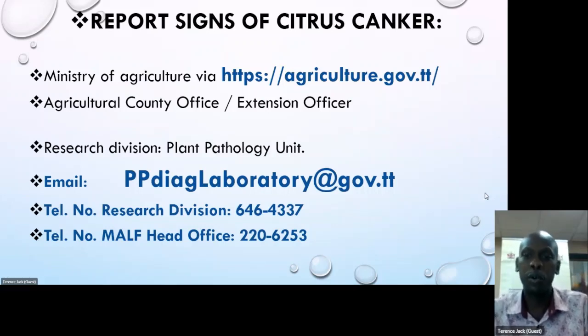You can also call the research division at 646-4337, or the Ministry of Agriculture and Fisheries head office at 220-6253, and they will take the information and forward it to the research division and to the pathology unit, and we will be able to make contact with you and treat whatever situations you may need treated.